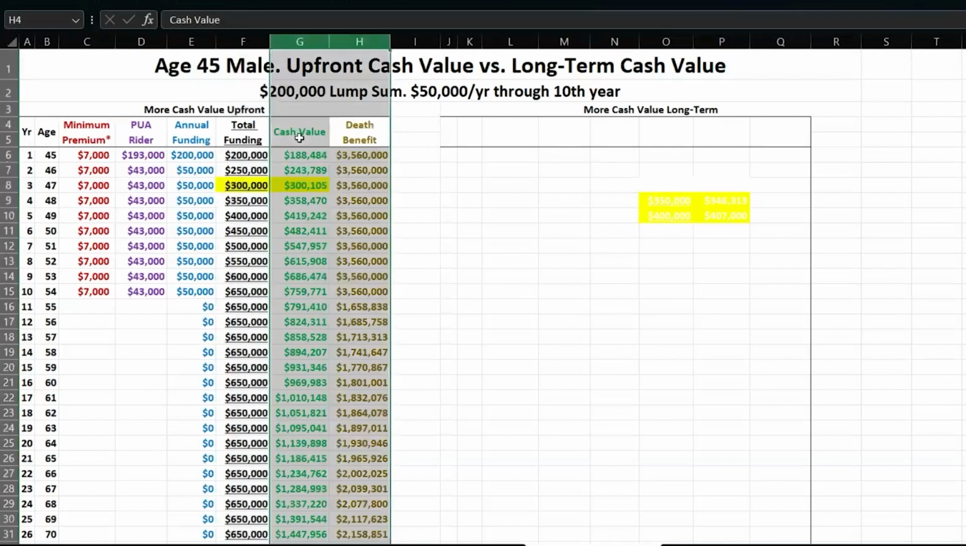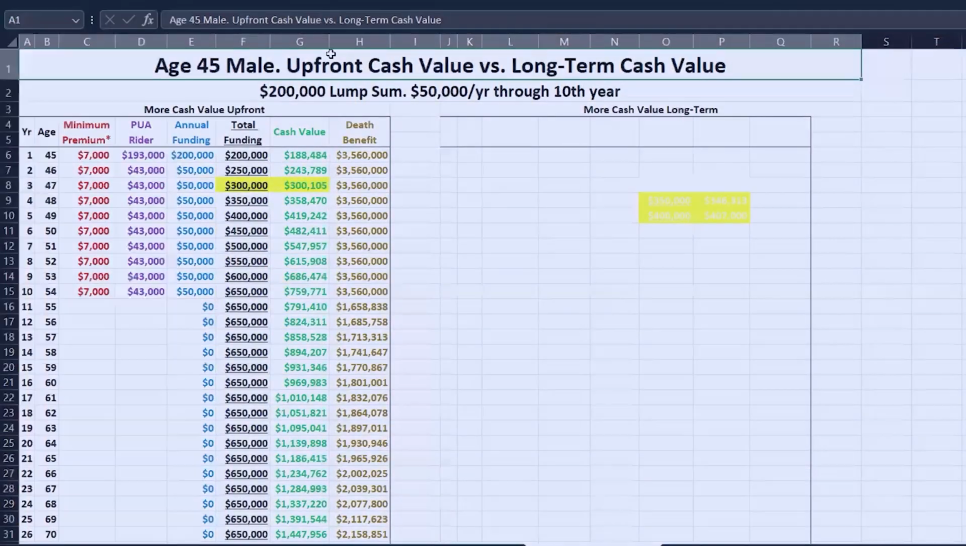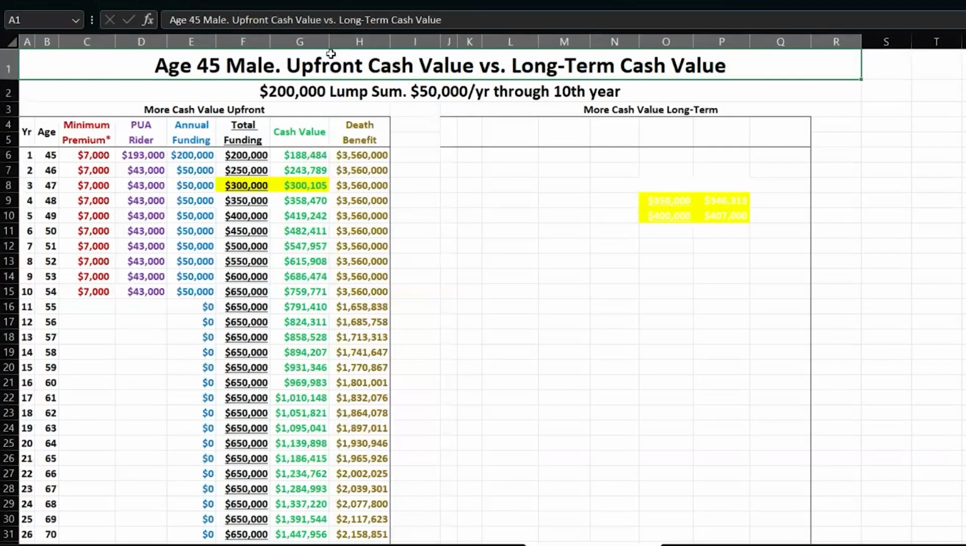Next, two columns: cash value and death benefit. What's highlighted in yellow is your break-even point, which is the first year your cash value is equal to or greater than your total payments, your total funding. Year 3, that's strong, by the way.